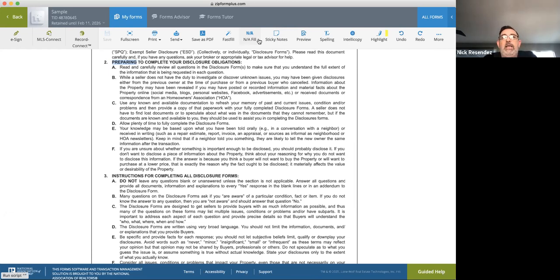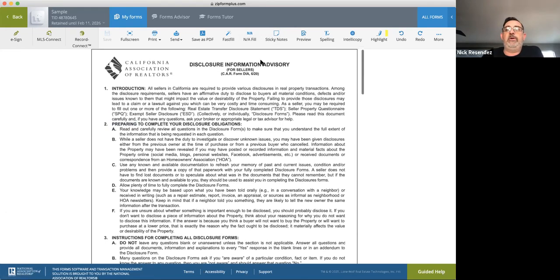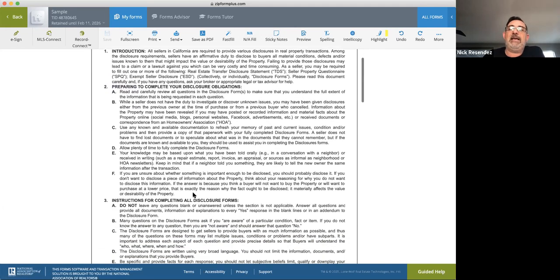Okay. You don't want them to just grab the documents and just check no for everything, right? They need to go through and really dial it in. And that's why I like starting with the disclosure information advisory for sellers here, because it tells them what their obligations are and how to complete the forms.